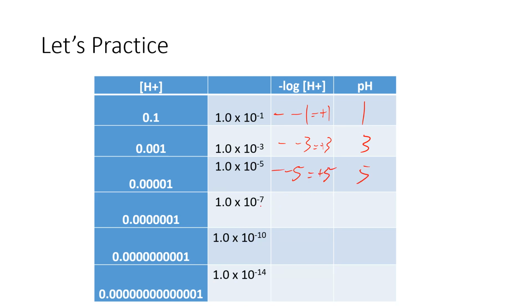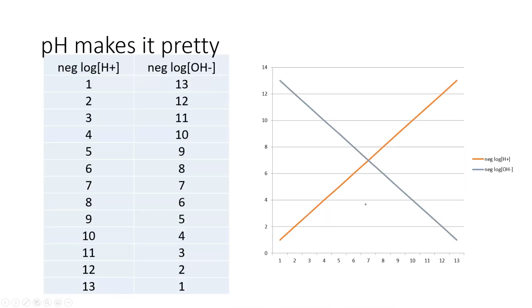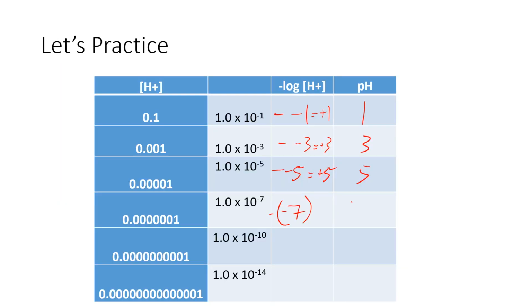The log of 10 to the minus 7 is minus 7, and then we want to make that positive, so negative 7 is positive 7. Right, so negative 10, and we want to make that positive, it becomes positive 10. So the log of 10 to the minus 10 is minus 10, and the negative log makes that positive 10. And this would be plus 14.